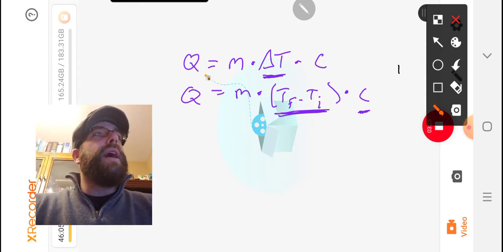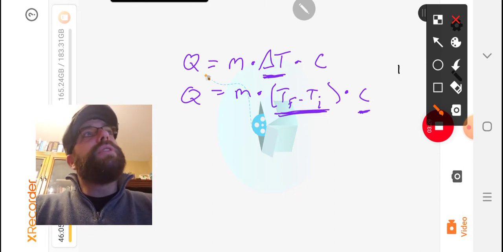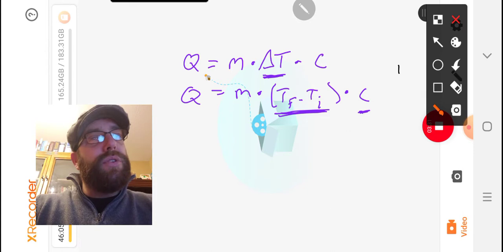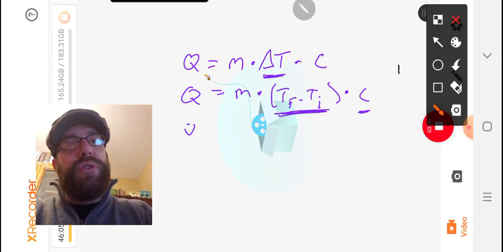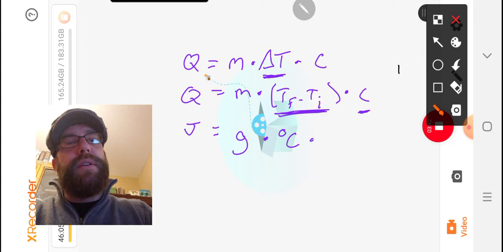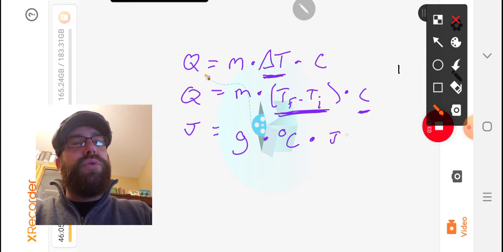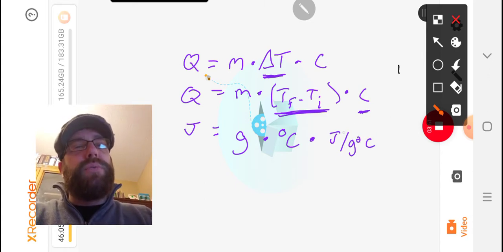If you look at your worksheet, you'll see that I have an equation in variables, and below it I put an equation in units so you can see what it looks like. So I'll write that here as well. Joules is equal to grams times degrees Celsius times joules per gram degrees Celsius. Now this unit looks odd to us, but I want to explain it. It's really not that bad.